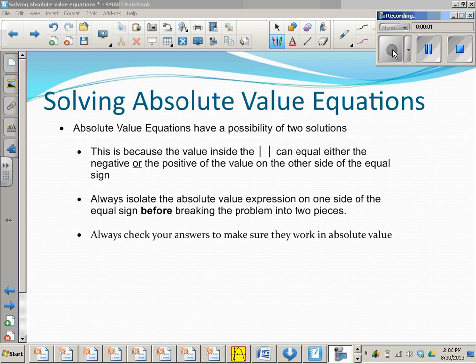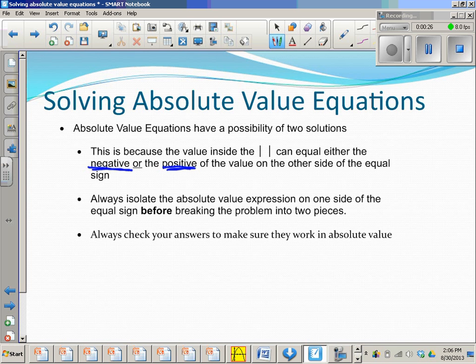Alright, today's lesson is on solving absolute value equations. An absolute value equation has a possibility of two solutions. This is because the value inside the bars, or inside the absolute value symbols, can equal either the negative or the positive of the value on the other side of the equal sign.